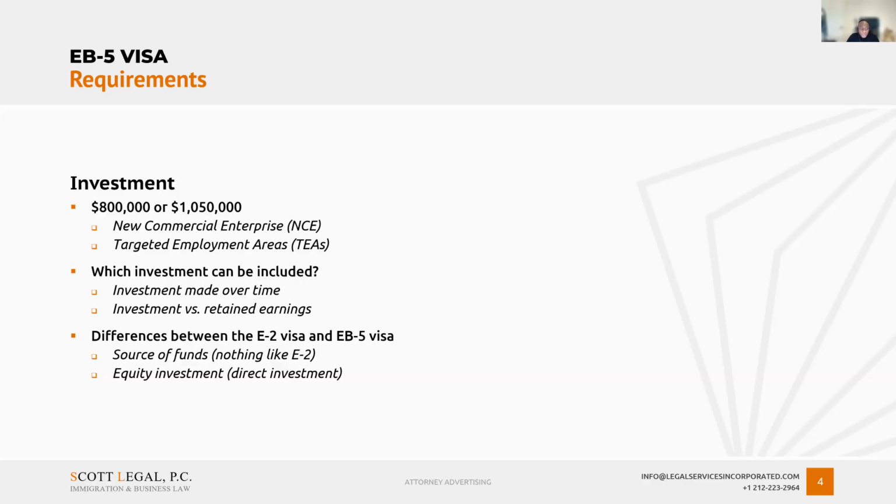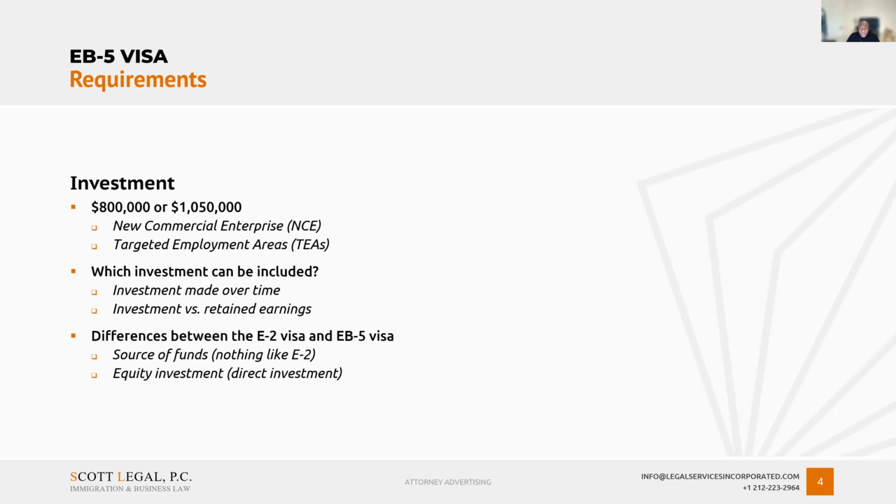Now, the difference between the $800,000 and the $1,050,000 is that the lower amount relates to an investment in what's called a targeted employment area. That's going to be an area where the unemployment rate is at least 1.5 times the national average, or a rural area defined by statute. So if you're in the $800,000 range, then it's going to be a TEA, and everything else is going to be the higher amount. And this becomes really important given the visa backlogs that we're going to talk about in a little bit.